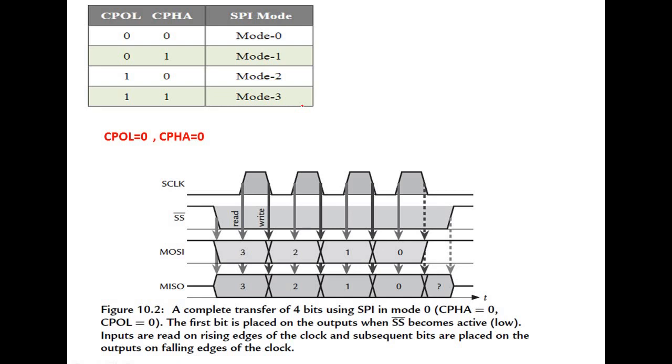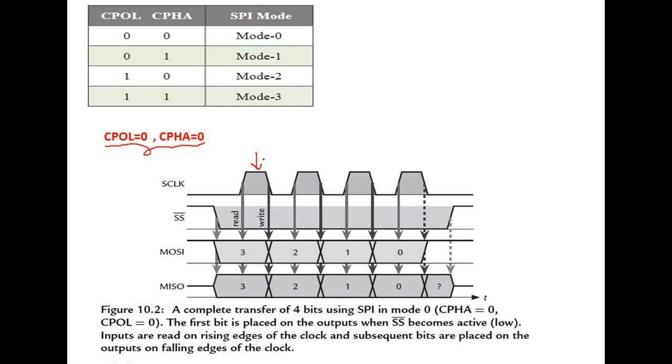And let us see the mode 1. For example, we consider 00 and 11 for explanation. Consider mode 1. Here CPOL is equal to 0 and CPHA is equal to 0. That means clock polarity is equal to 0 and clock phase is equal to 0. Here clock polarity is equal to 0 means the active state is high, that is positive clock.